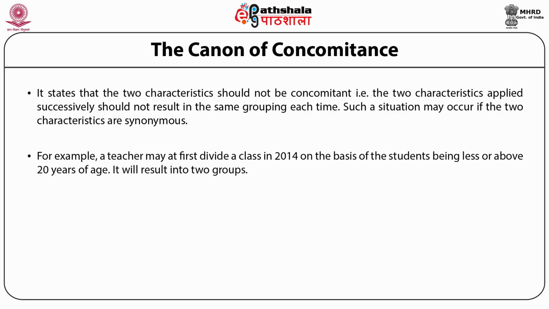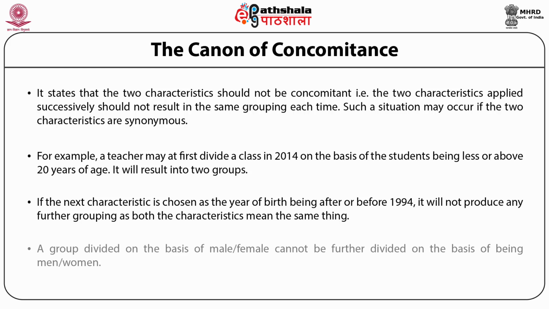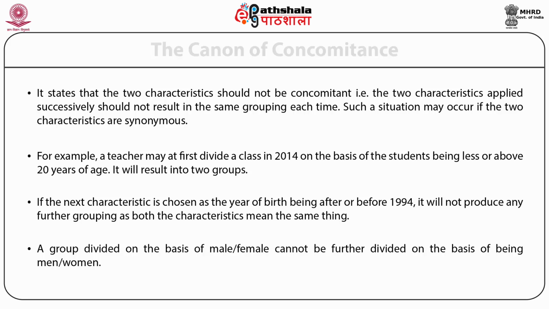For example, a teacher may at first divide a class in 2014 on the basis of the students being less or above 20 years of age. It will of course result in two groups. If the next characteristic is chosen as the year of birth being after or before 1994, it will not produce any further grouping as both the characteristics mean the same thing. A group divided on the basis of male-female cannot be further divided on the basis of being men-women.